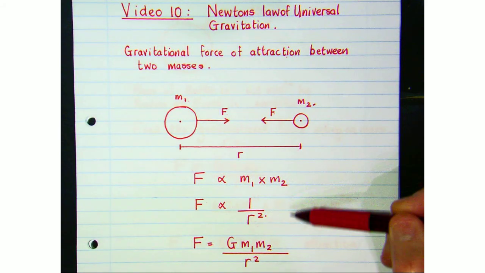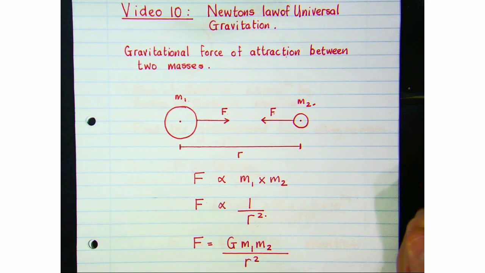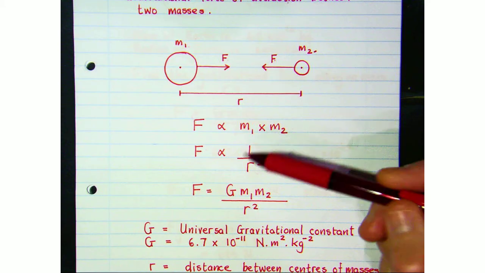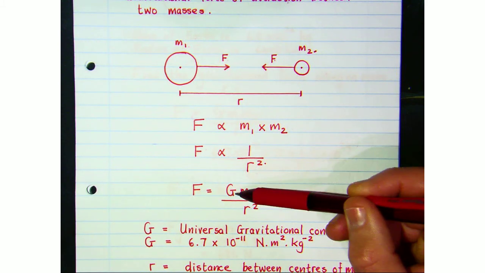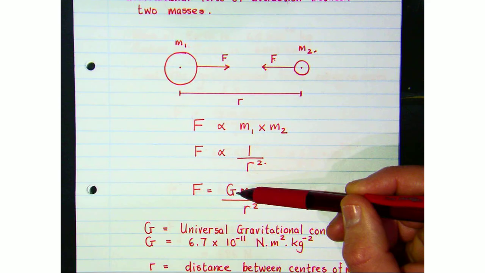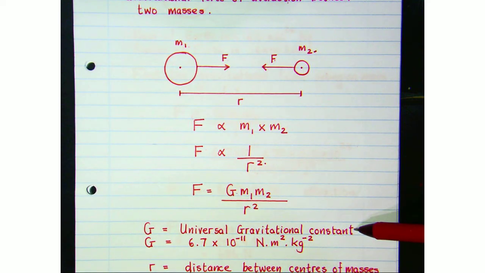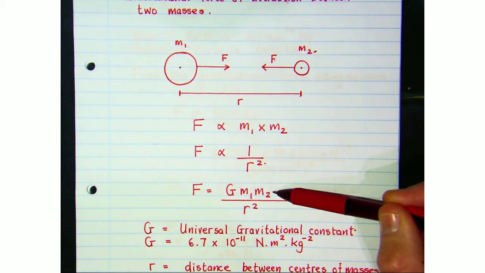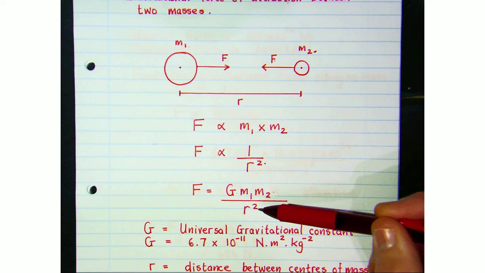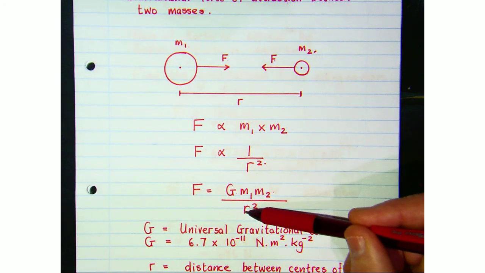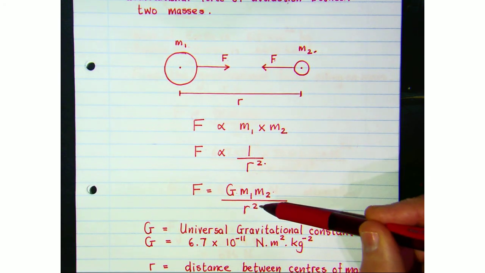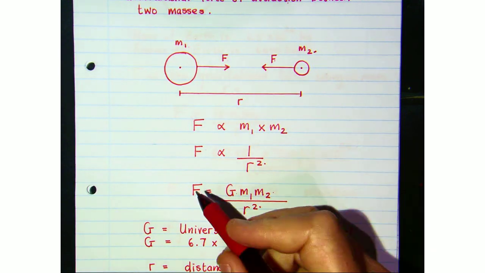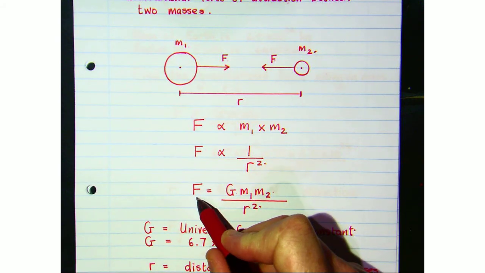So if we put these two relationships that are in his law together and we introduce a proportionality constant, we'll get that the gravitational force is equal to this proportionality constant, which happens to be the universal gravitational constant, multiplied by the two masses that are attracting each other, and divide that by the distance between their centers squared. So this formula you'll find on your data sheet, and it's used to calculate a gravitational force acting on both masses.